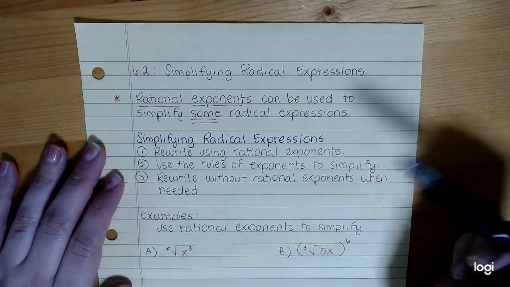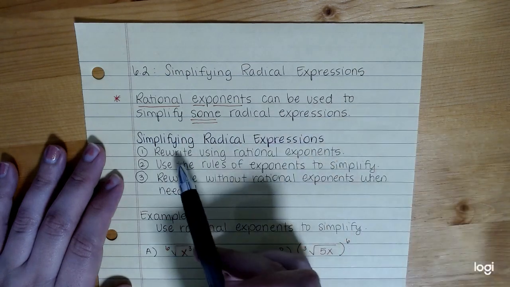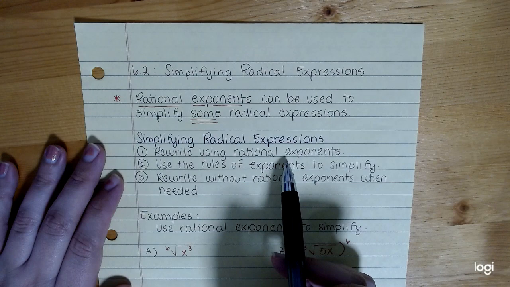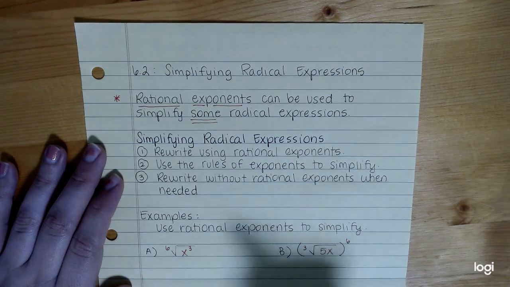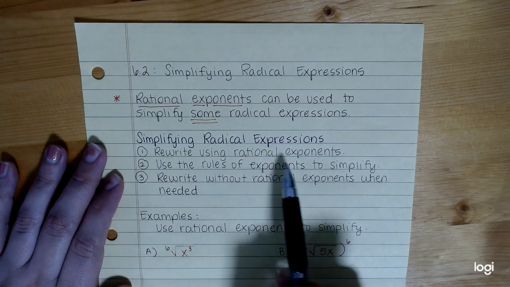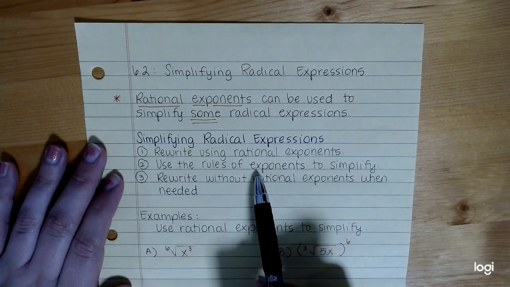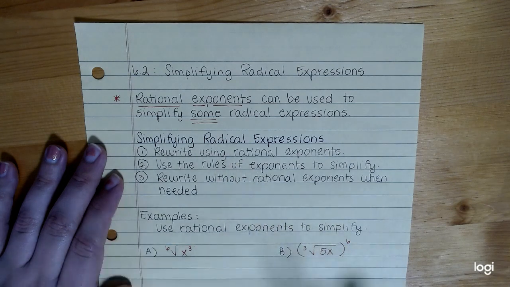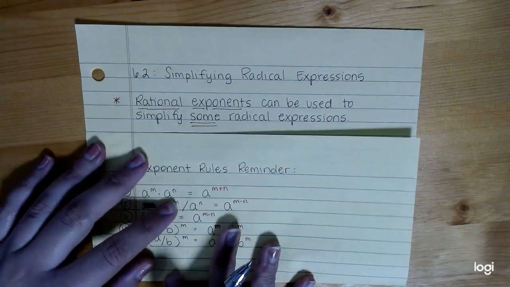Okay, so when simplifying radical expressions, the very first thing you're going to want to do is rewrite that expression using rational exponents. So that's why we practice with that. And then once you have that expression in that exponential notation, all of those rules of exponents that we learned back in Module 3, we get to now use those rules to help us simplify. So I do want to remind you of what those rules are.